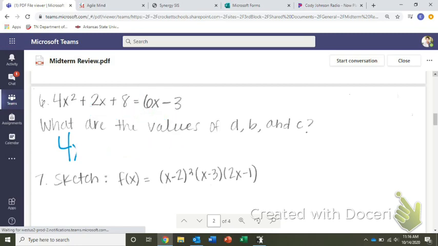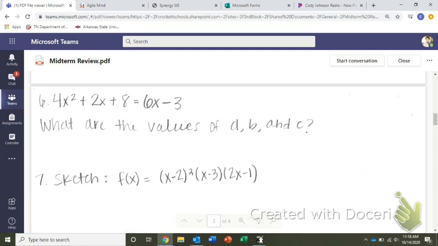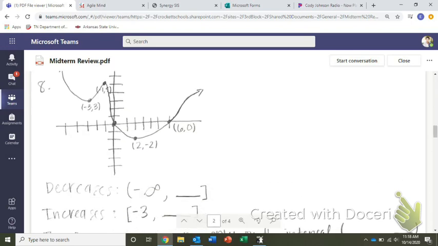Now, on number 7, and for this problem on the midterm, all I want you to do is graph it in your y equals. Okay? That's all you have to do is graph it. For number 8, I did not write this, but I want you to write on your number 8, use x values.